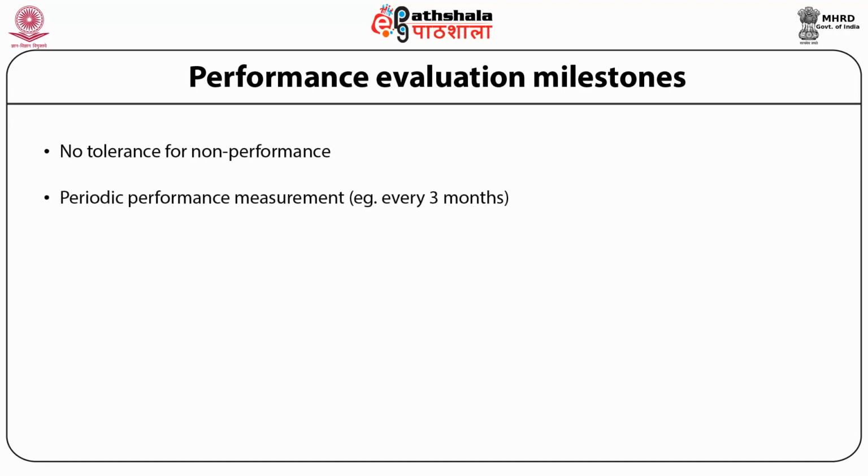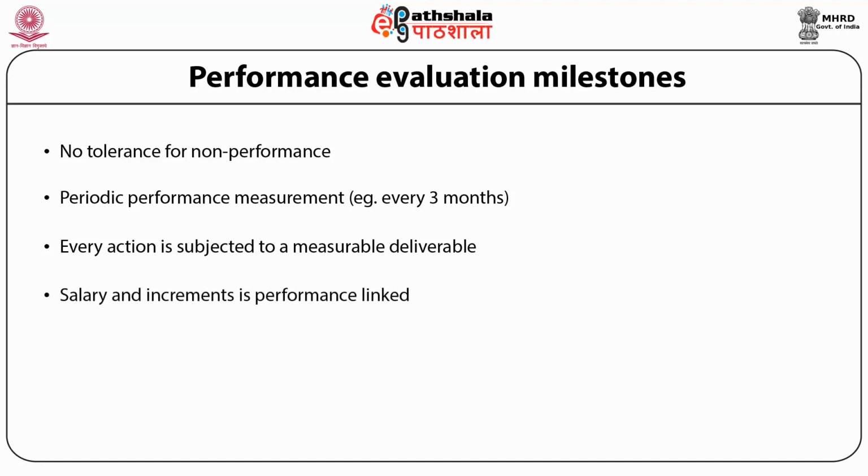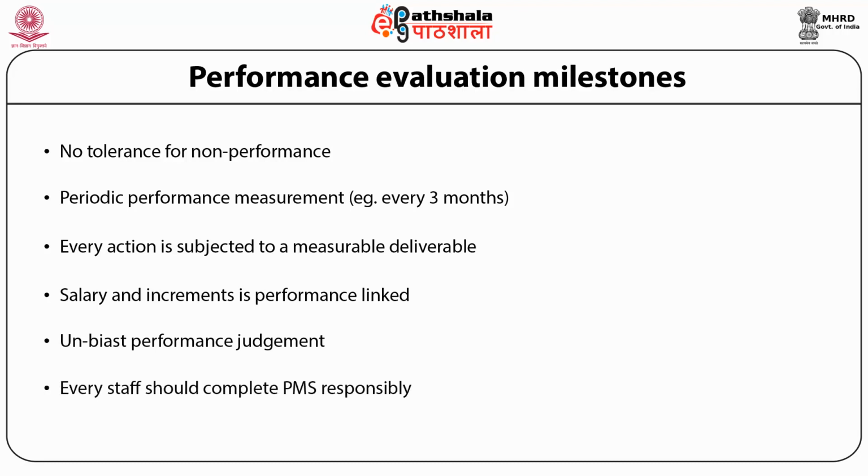Periodic performance measurement on a monthly or quarterly basis. Every action is subject to measurable deliverables, because when you are putting everything on a Likert scale, you need to know that particular performance should have a quantifiable measurement system. Salary and increment should be linked with good performance. Unbiased performance judgment can be achieved through a 360-degree feedback system. And lastly, every staff member should complete the performance management system responsibly.